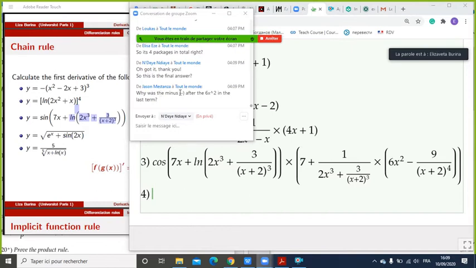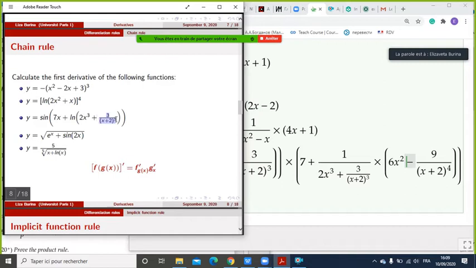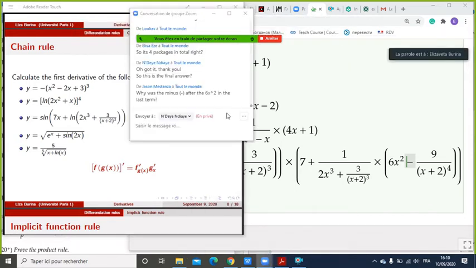Why was the term minus after 6x squared in the last term? Okay, why do we have this minus, right? This minus comes from the fact that in the beginning here we had a fraction, so the actual power of x plus 2 is minus 3. And what we have to do is always multiply coefficient by the exponent, so it was 3 multiplied by minus 3. And we got minus 9, so we got the negative one. Is that clear?